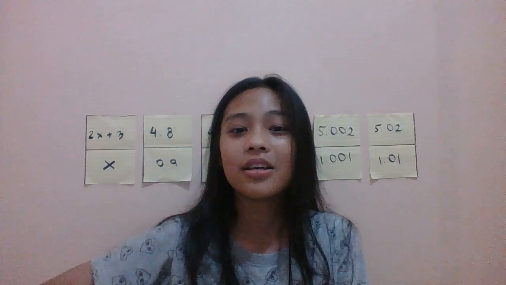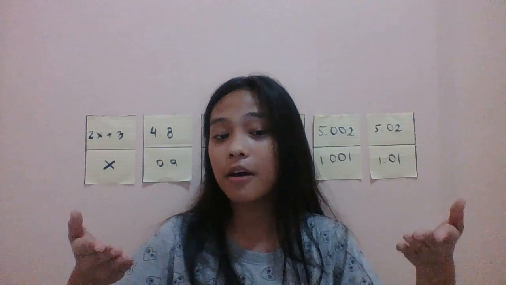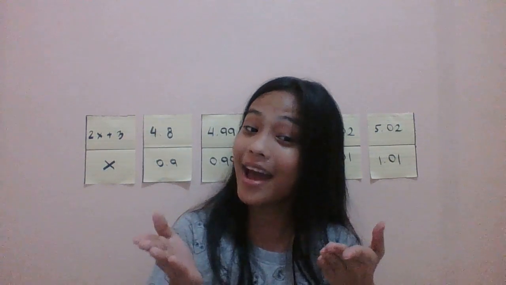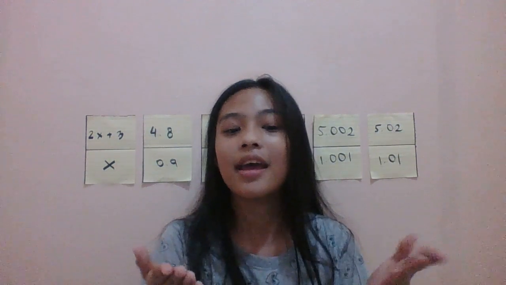Again, this is the third limit law, which states that if p of x is a polynomial, then the limit of the function p of x as x approaches a is equal to p of a.